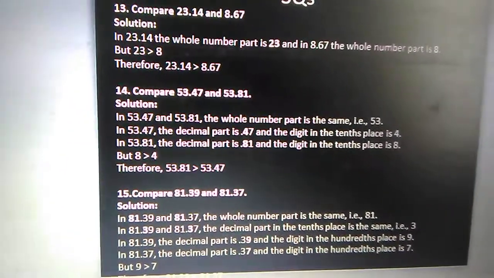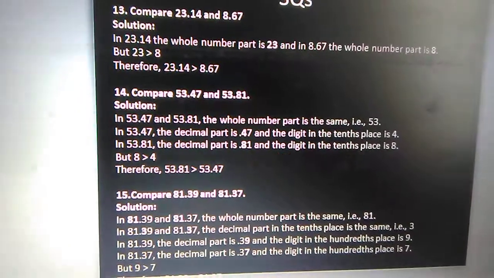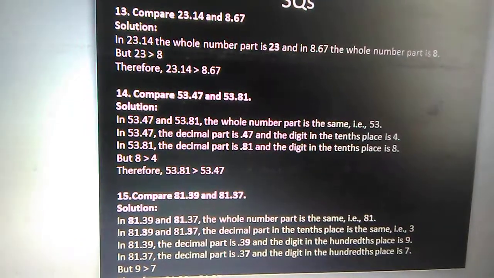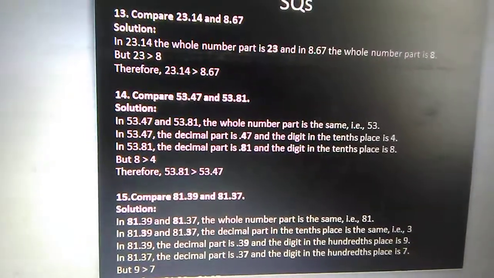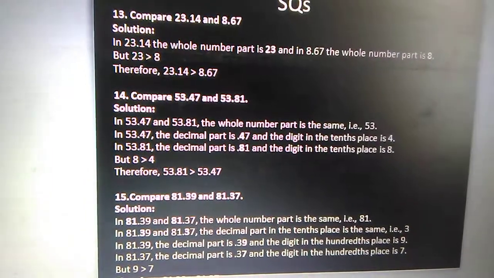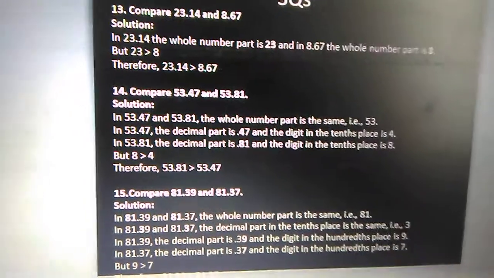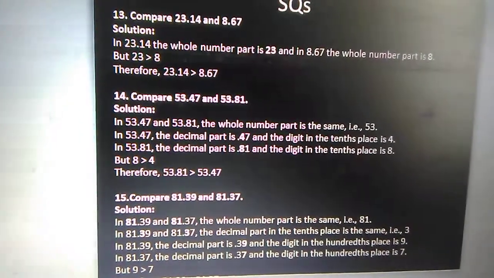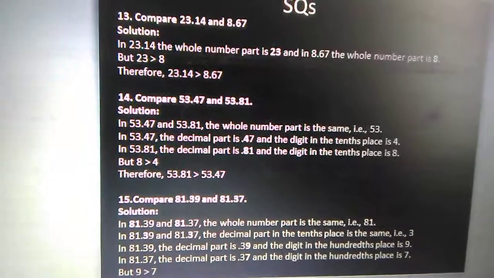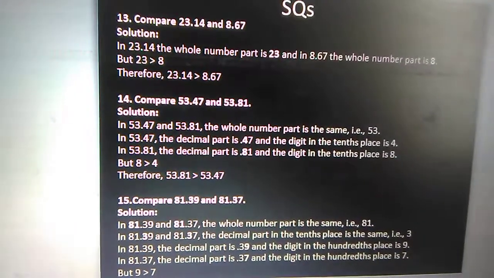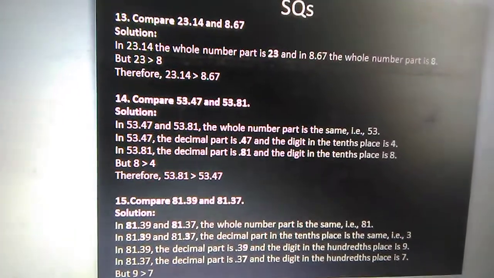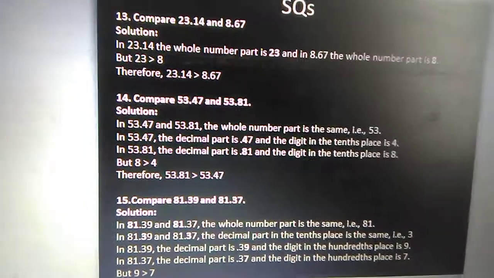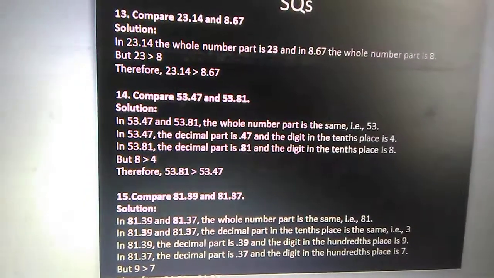Compare 81.39 and 81.37. The whole number is 81, equal, so we'll go for the decimal part. In the decimal part, at first we'll compare the left digit. The left digit is 3. If I compare 3 and 3, both are equal, then we go for the right one. 9 and 7, 9 is greater. 9 is greater than 7. So 81.39 is greater than 81.37. In that way we can compare decimal numbers.